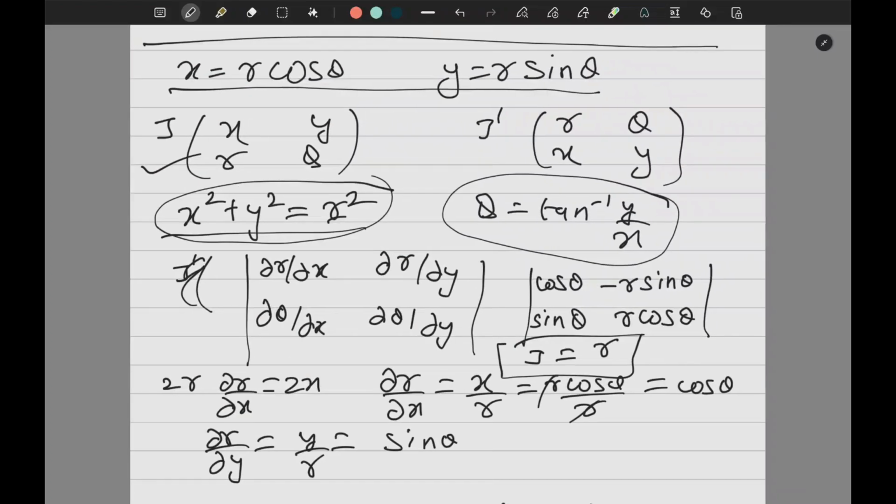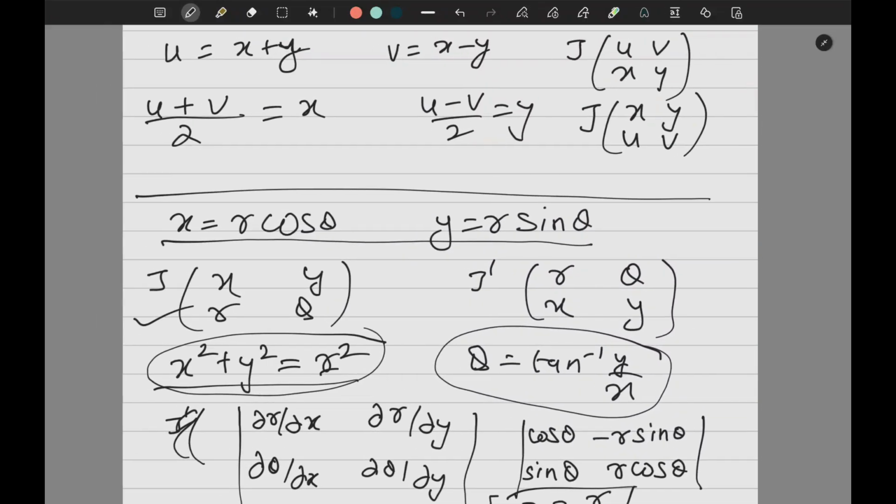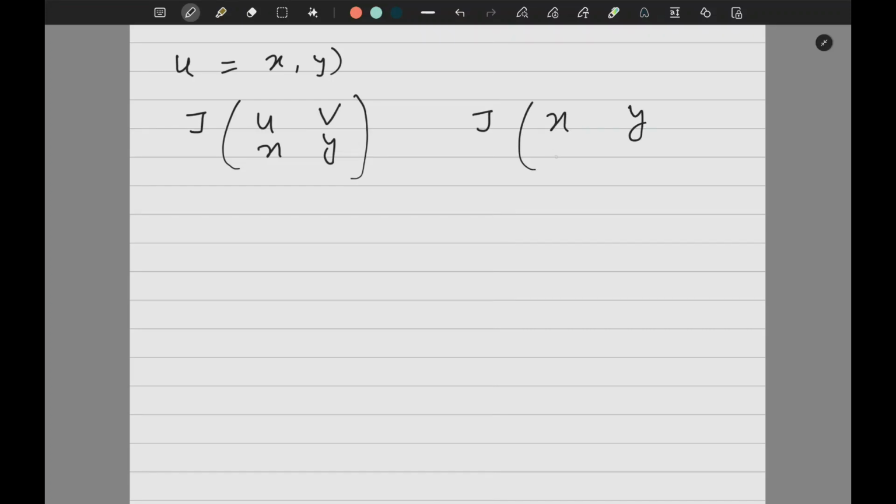So this is the second type of category. Now there is one more, third type of category, which says that suppose u and v are functions of x and y, meaning you can define a Jacobian of u, v with x, y, and same way x and y are some functions of r and θ. So you define another Jacobian, x, y with r, θ. Then if you multiply these two Jacobians, this gives you the Jacobian of u, v with r, θ.